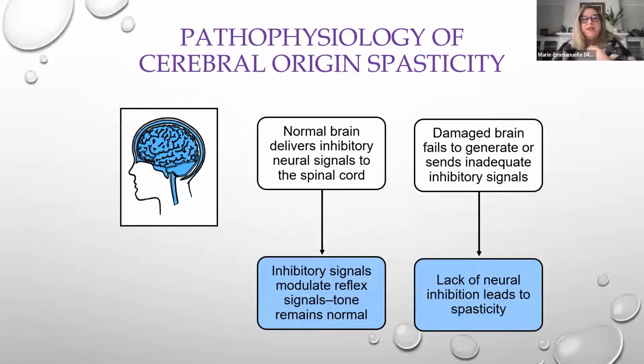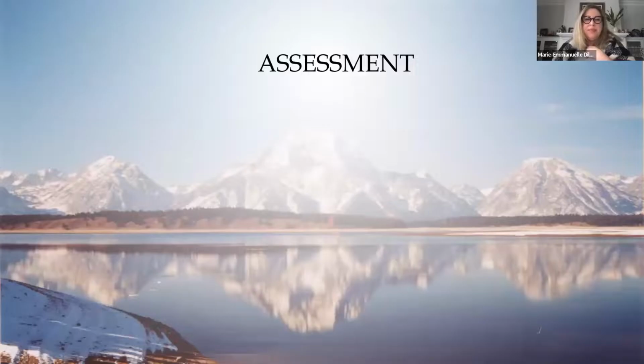So the pathophysiology is usually that the normal brain delivers an inhibitory signal to the spinal cord. So that inhibitory signal modulates the reflex and the tone remains normal. When the brain is damaged, it could also be the spinal cord in some people, not in our case, it fails to generate the adequate inhibitory signals. So there's a lack of inhibition, and then therefore that leads to spasticity.